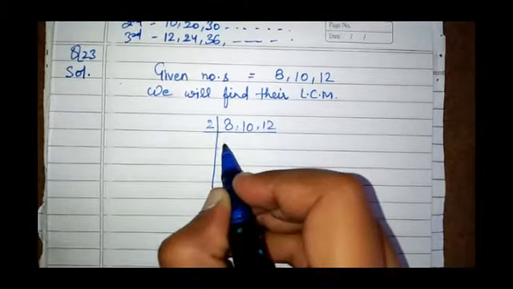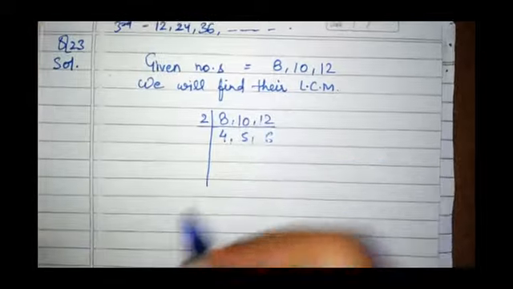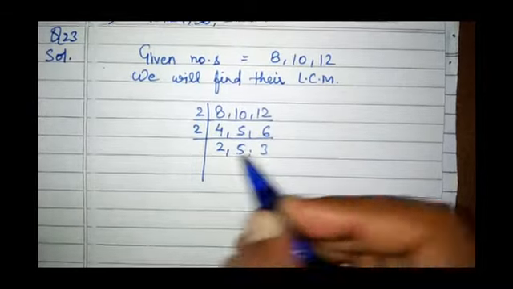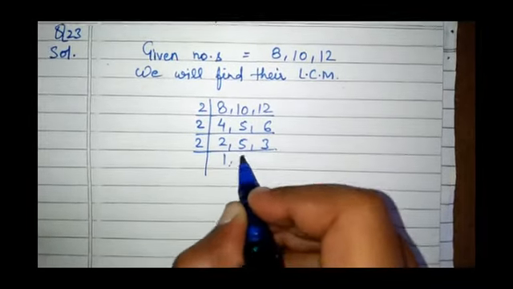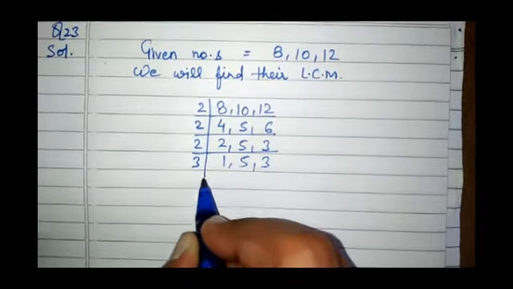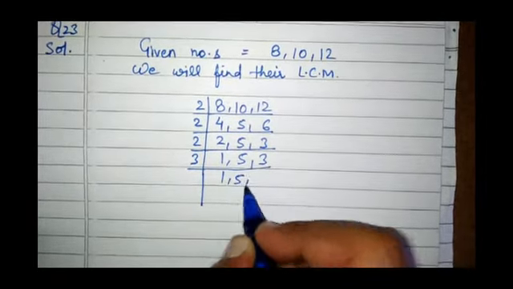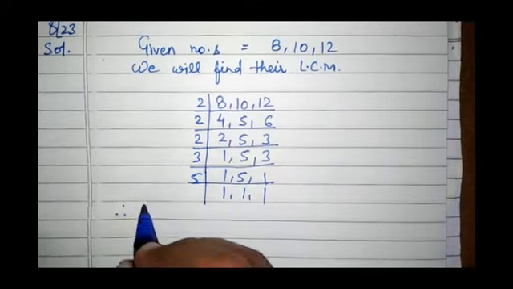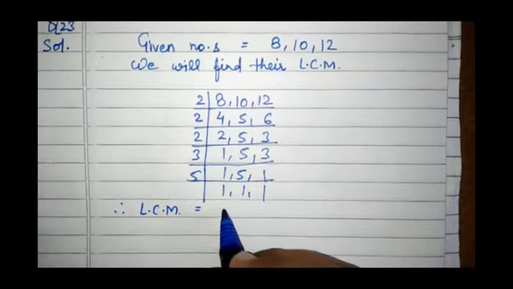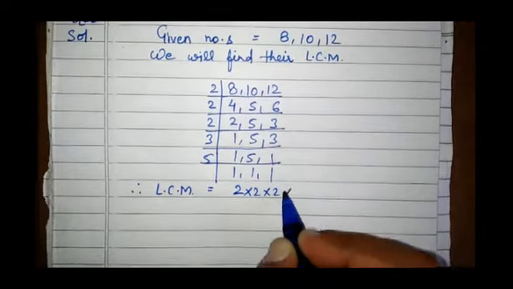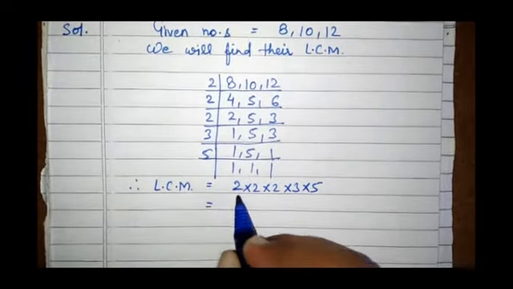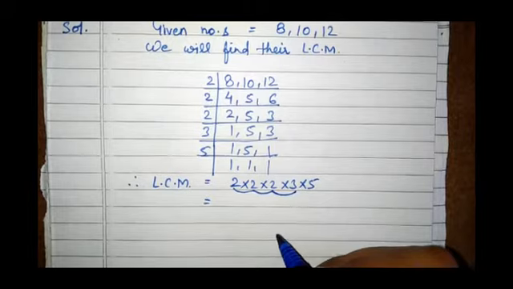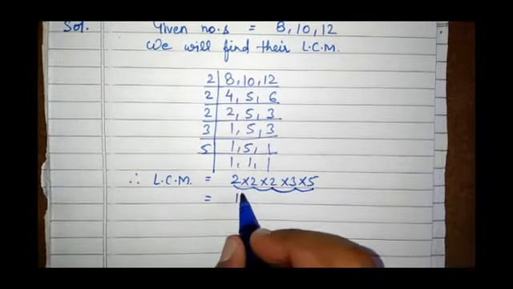So let us start with 8, 10 and 12. We'll start with 2. 4 twos are 8, 5 twos are 10 and 6 twos are 12. Now again by 2. 2 twos are 4, 5 copied, 3 twos are 6. Again by 2, 1, 5 copied, 3 copied. Now I'll divide by 3. 1, 5 copied, 1. Now by 5, 1, 1 and 1. So the LCM of these three numbers is 2 into 2 into 2 into 3 into 5. That means 2 twos are 4, 4 twos are 8, 8 threes are 24 and 24 fives are 120.